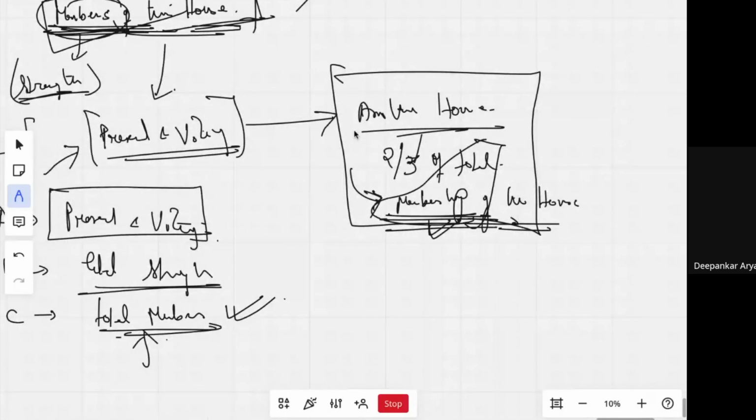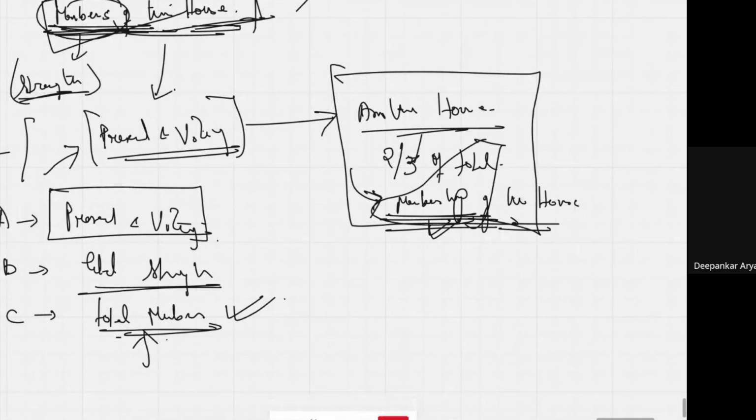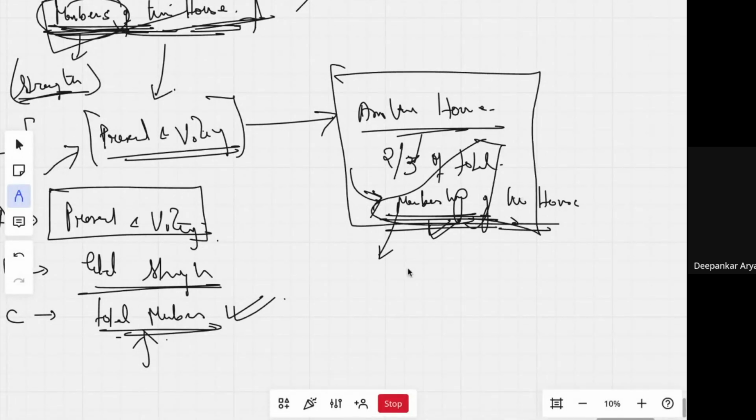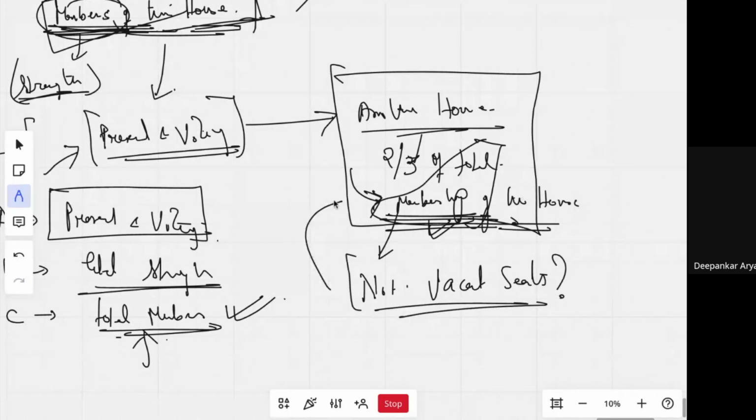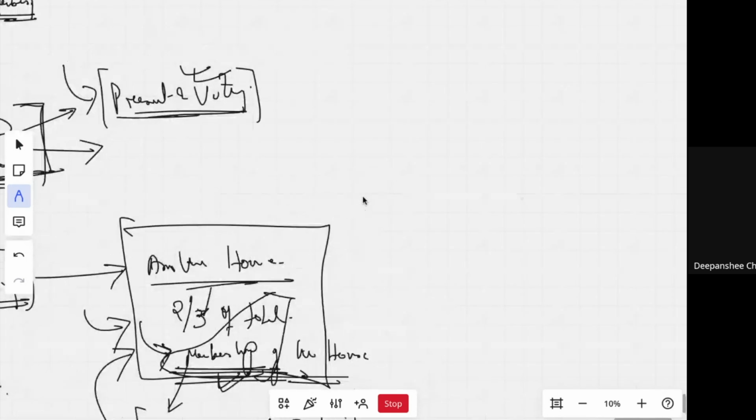When we talk about membership, are we talking about total in terms of present and voting, or total elected members, or both elected and nominated members, but not vacant seats? Are we including vacant seats also? Sir, we include vacant seats. So in the second case, right? Or in the first case also? Saying both the houses, vacant seats are included.